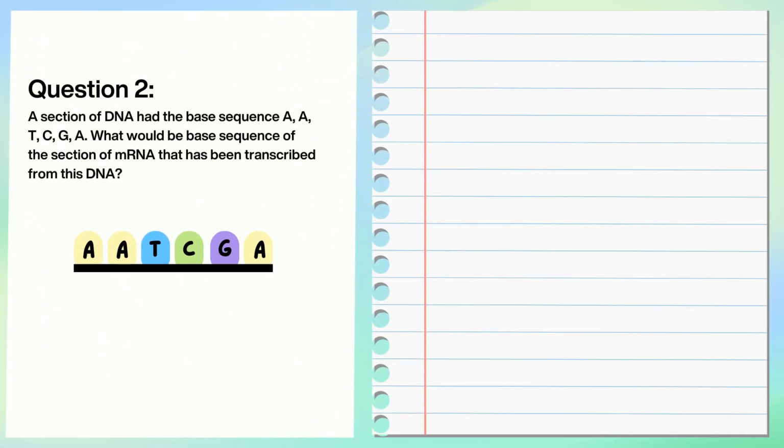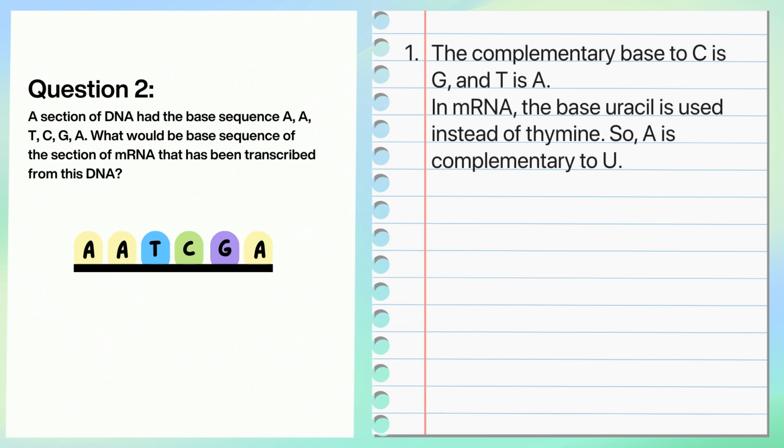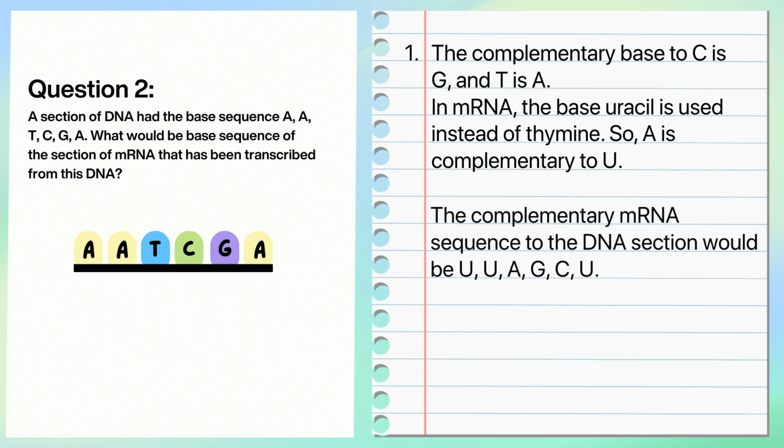In our next question, a section of DNA had the base sequence A, T, C, G, A. What would be the base sequence of the section of mRNA that has been transcribed from this DNA? First, it is important to remember that the complementary base to C is G, and T is A. In mRNA, the base uracil is used instead of thymine, so A is complementary to U. Therefore, the complementary mRNA sequence to the DNA section would be U, A, G, C, U.